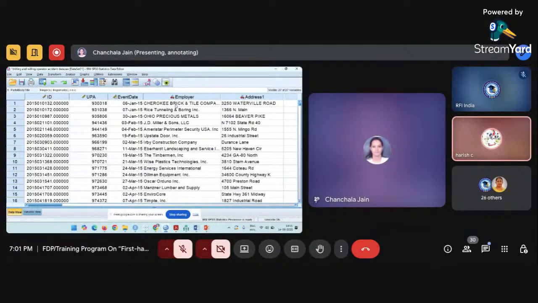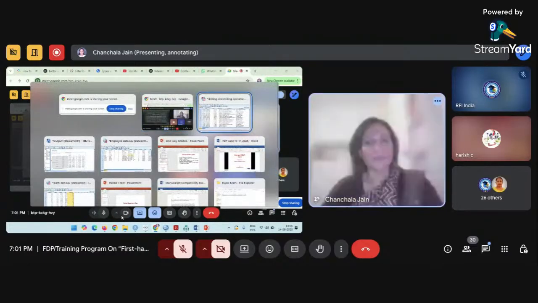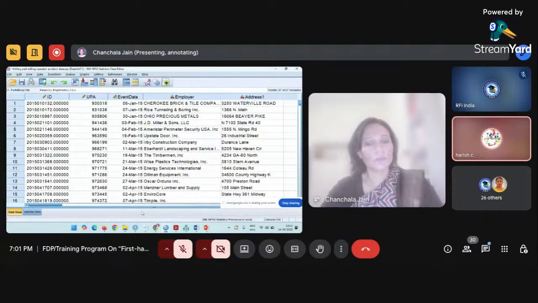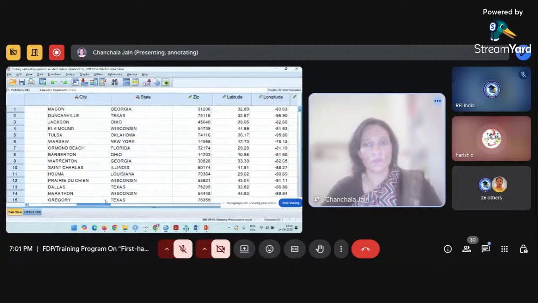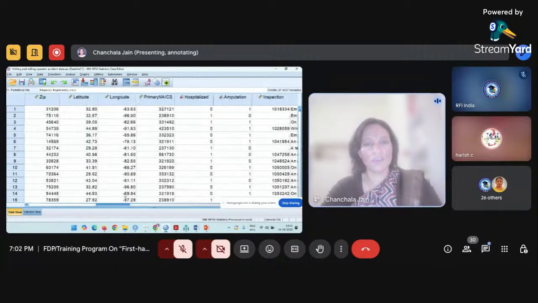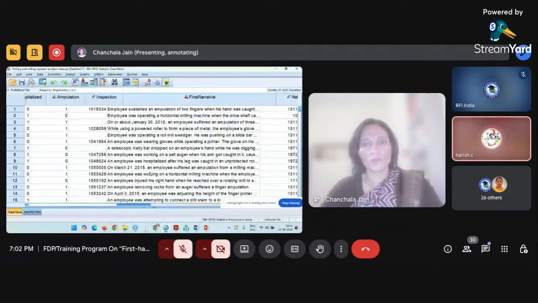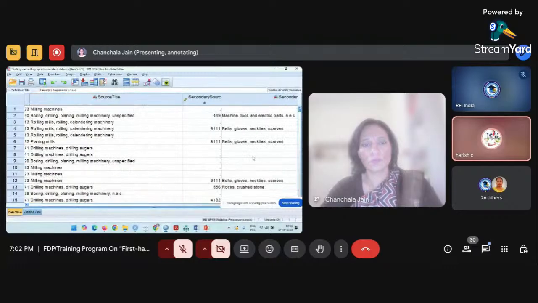Madam, for example, for that particular date and that particular machine, hospitalization and amputation occurred. Two numerical data and two categorical data, madam. Is it possible to analyze? Again, repeat the names of your variables. Date, hospitalized, and source title. Source title, where is it? At the last, madam. In which machine they got the accident? Source title.